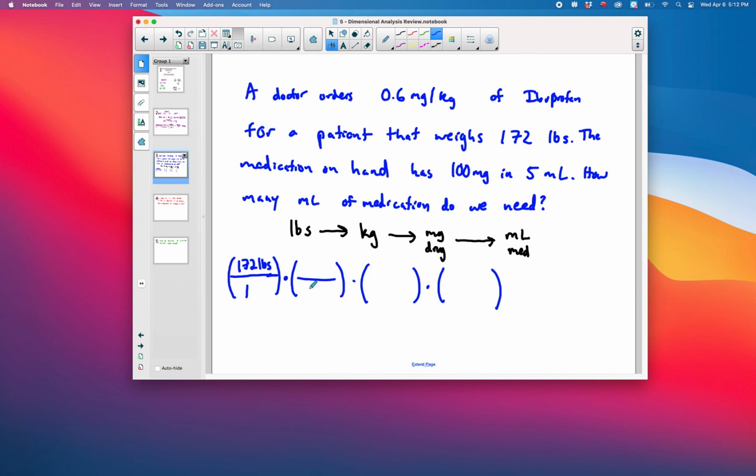Okay, so the first one, I'm going from pounds to kilograms. There are 2.2 pounds and 1 kilogram. There are 0.6 milligrams of pure drug per kilogram of body weight. That is the order from the doctor. So let's cancel our units. So pounds cancels with pounds.